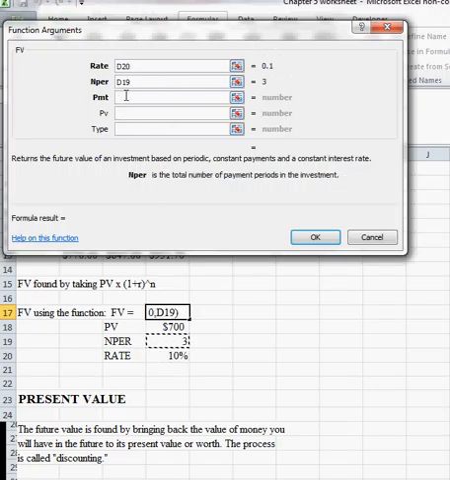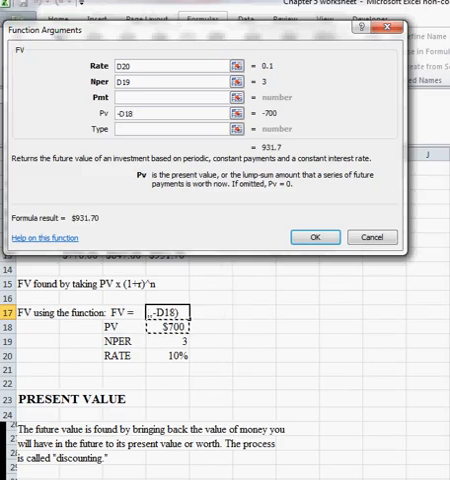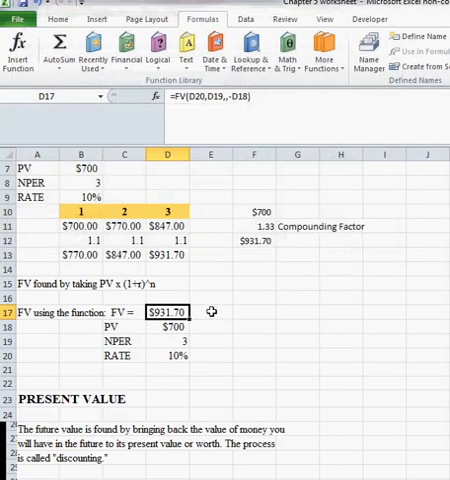We're going to ignore the payment box because the payment is used for annuities. That's in a different video, but this doesn't include payments. It only includes a one-time present value. And so for Excel to work, it needs to know money's going in and coming out. So we do that by using positive and negative. So if I want a positive answer, I'm going to have to insert a negative here. So I'm going to hit the negative sign, and then I'm going to hit the $700. And then I hit OK, and I get the $931.70. So those are 3 different ways you can calculate a future value of a lump sum of money.